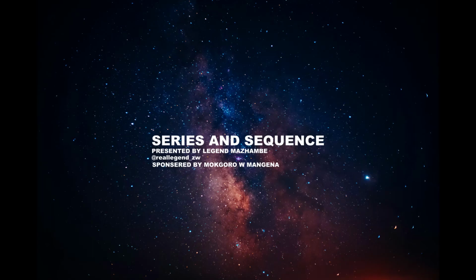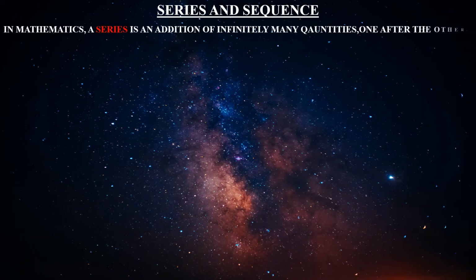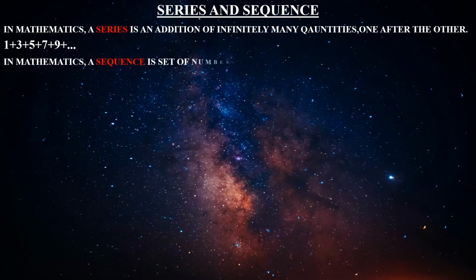First of all, I'm going to start by defining the words series and sequence. In mathematics, a series is an addition of infinitely many quantities, one after the other. As you can see, I have 1 plus 3 plus 5 plus 7 plus 9. The next number is going to be 11, so this follows a pattern in order.